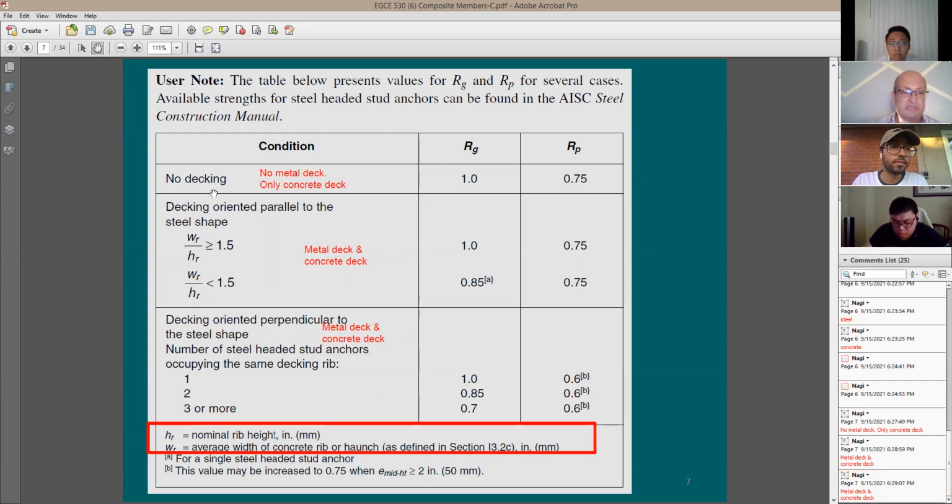So what happened here, I said, when you have only concrete deck, no metal deck, just a very thick concrete slab throughout the top of the beam, 1 and 0.75. So, okay, let's look here when the deck is going to be parallel to the steel beam, which means the flutes of the metal deck are going to be parallel to the steel beam. What's going to happen? They say, well, you have two cases here. You have something called the width and the height of what? Of the rib. Where is the width? Where is the height? Here's the width and here's the height. Nominal rib height in inches. This is going to be the average width of concrete rib.